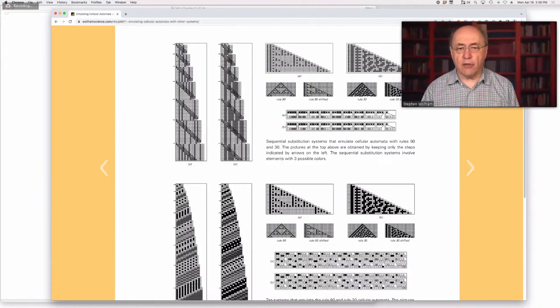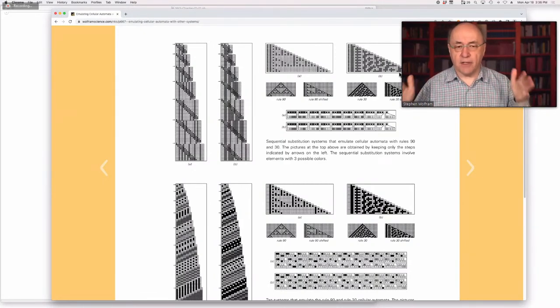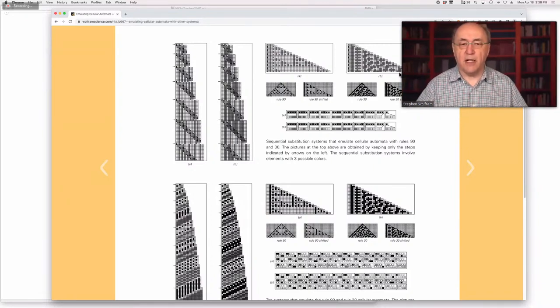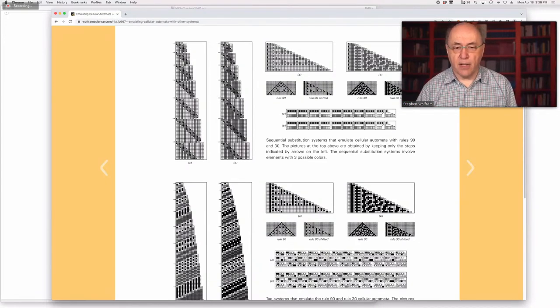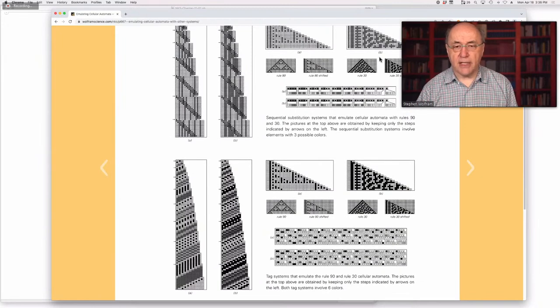But these encoding and decoding computations have the feature that it's very cut and dried. There's a very limited time that they're going to take. They're always going to terminate. It's something where you can just make those transformations here. Okay, so that's a sequential substitution system emulating cellular automata.